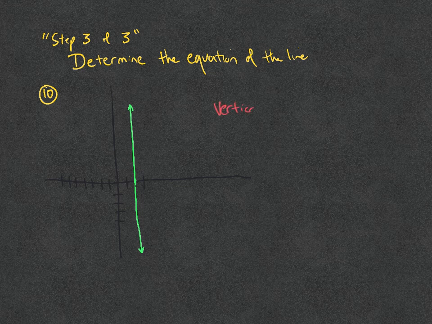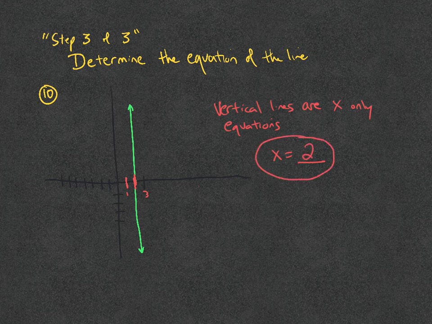Vertical lines are x only equations. In other words, x equals something. And in this case, if we count, we just go over 2. In this case, x equals, this would be 1, this would be 3, and in this case, our graph is x equals 2. Every single x on this line is 2.